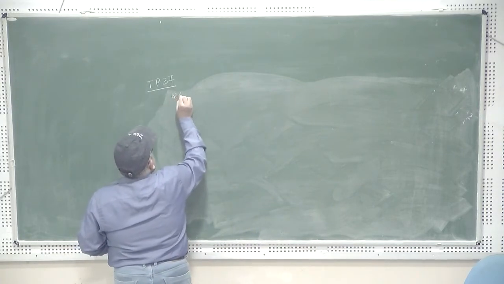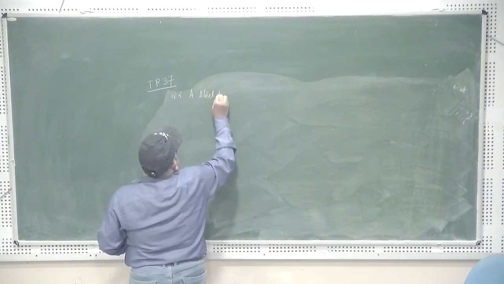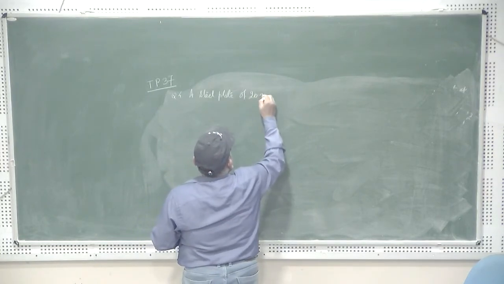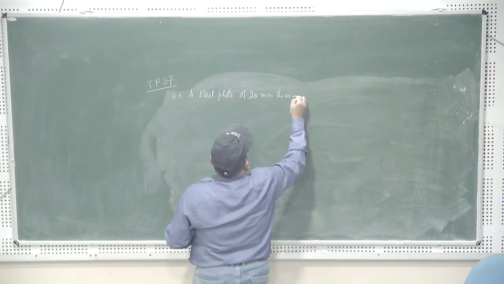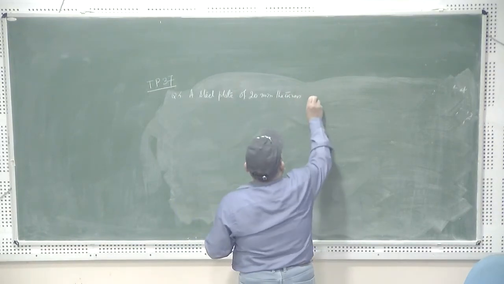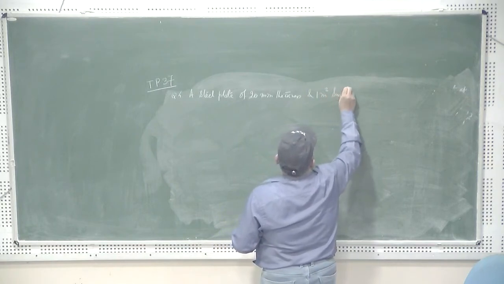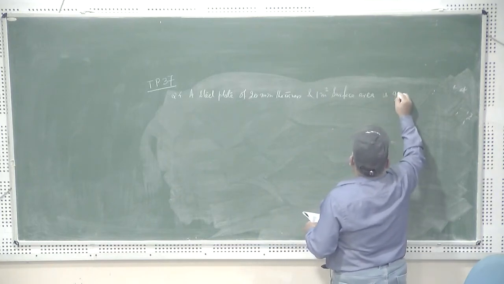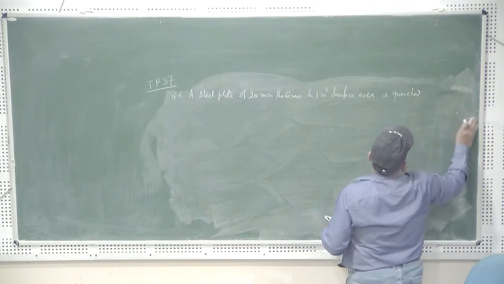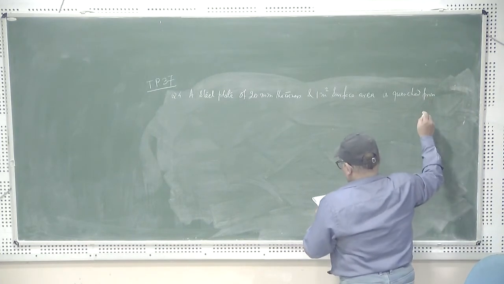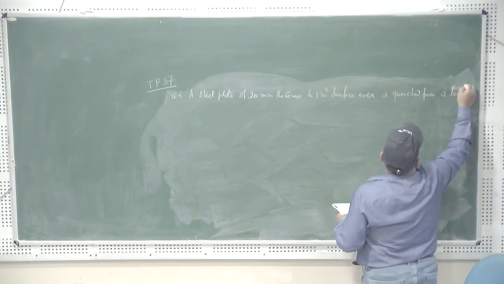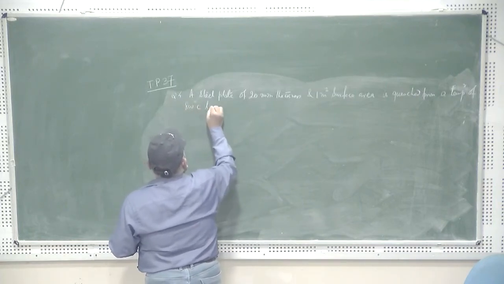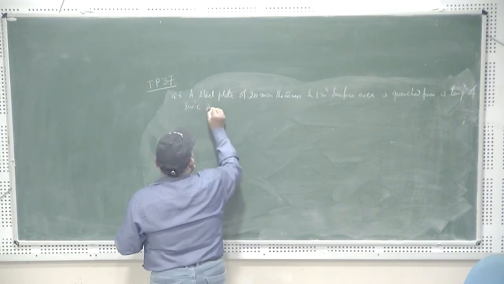So question 4 is that a steel plate of 20 mm thickness and 1 meter square surface area is quenched from a temperature of 800 degrees centigrade to 100 degrees centigrade in water at 30 degrees centigrade.